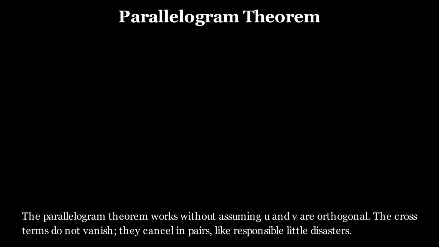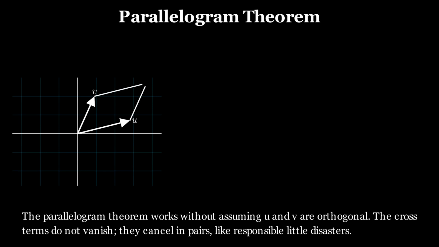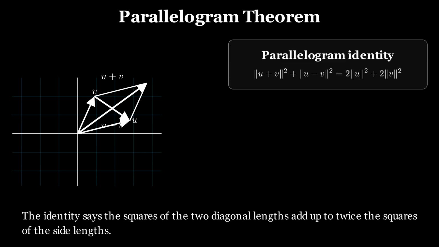The Parallelogram theorem works without assuming U and V are orthogonal. The cross terms do not vanish. They cancel in pairs, like responsible little disasters. The identity says the squares of the two diagonal lengths add up to twice the squares of the side lengths.